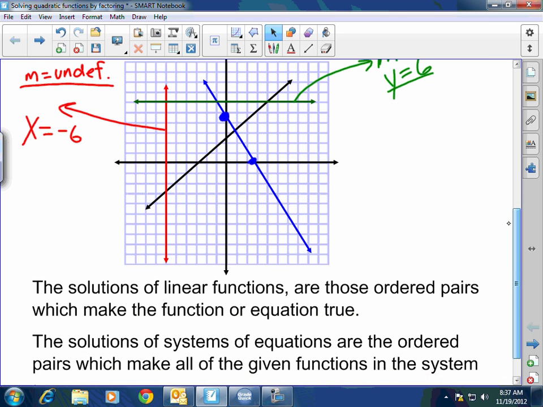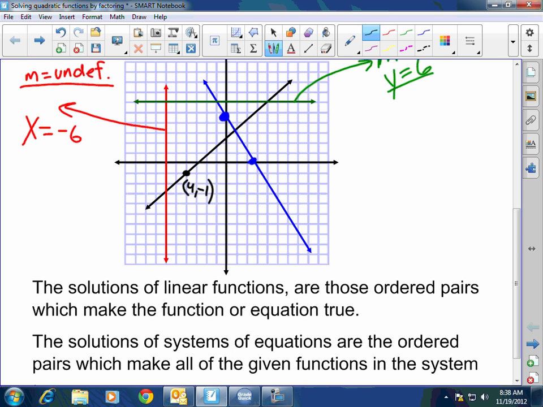Please remember that the solutions of a linear function are those ordered pairs which make the function or equation true. For example, gentlemen, this point right here on this equation, 4, comma, negative 1, is a solution because it's on the line. And if I were to plug that into the equation of this line, it would make the equation true. Those are the solutions of a linear function.